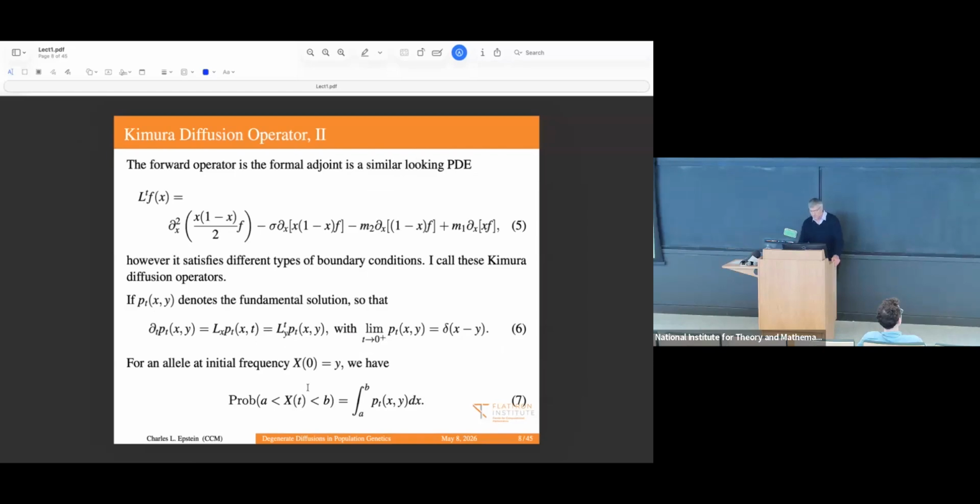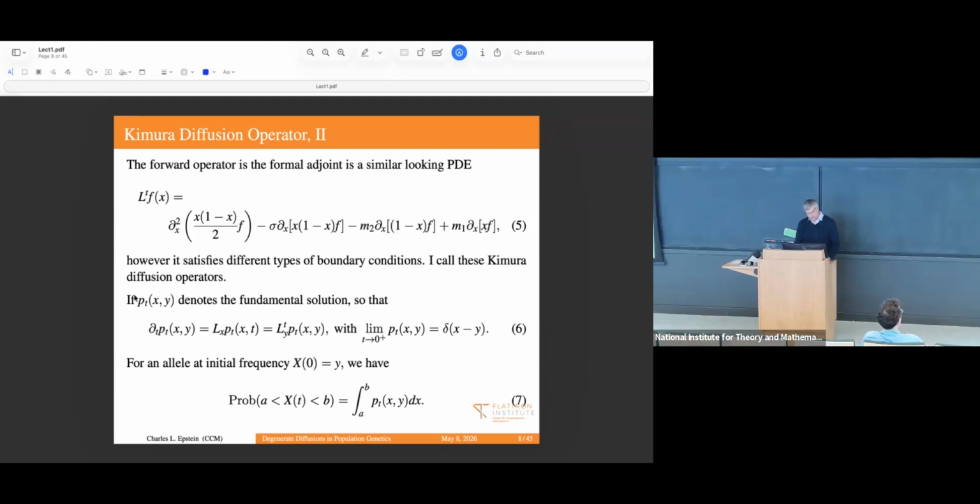Okay. The forward operator is, of course, the formal adjoint. It looks like the same kind of PDE, but in fact, it will satisfy different types of boundary conditions. So I call this class of operators Kimura diffusion operators, mostly because Kimura didn't write them down first, probably Wright-Fisher did, but Kimura used them first to really prove interesting things in population genetics. So I think it's pretty appropriate.